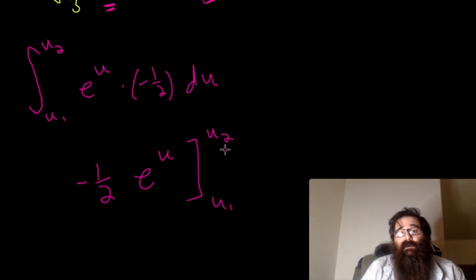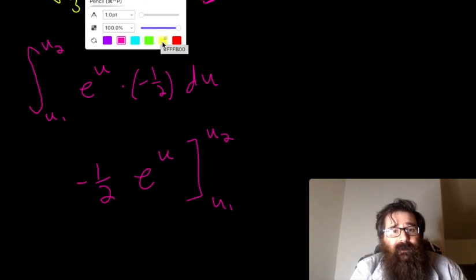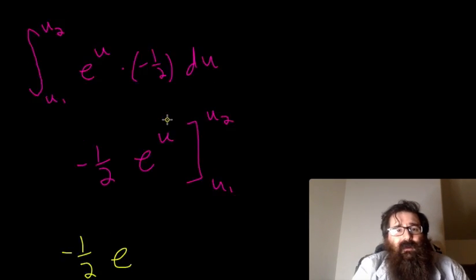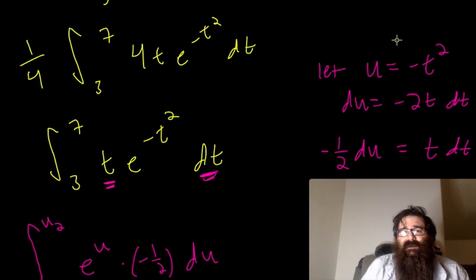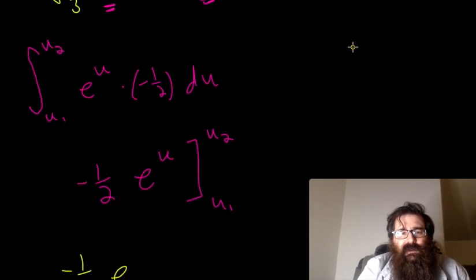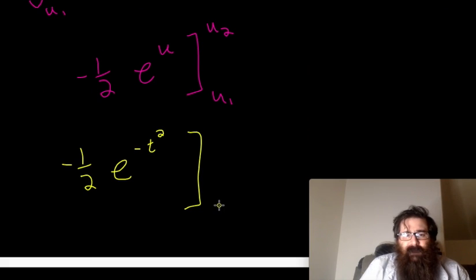But now what I want to do is back substitute so that I can get those old bounds back. So negative 1/2 is my coefficient, and then e to the u. But what did we say about u? We said u was negative t squared. So I'm going to re-replace u with negative t squared. And as soon as I return to that original variable t, I get my bounds on t back, which were from 3 to 7.